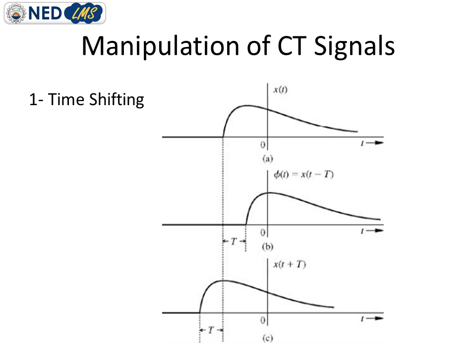So for example, if we have a signal x of t and there is another signal which is x of t minus 2, then what will you comment? This signal is time delayed or time advanced?